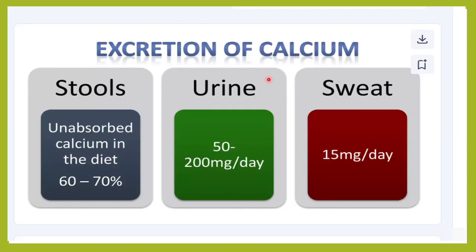As for excretion of calcium, 60 to 70% of calcium is excreted in the form of stools. 50 to 200 milligram per day of calcium is excreted in the urine, and around 15 milligram per day is excreted via the sweat. So the normal range of urine calcium per 24 hours would be around 50 to 200 milligram per day.